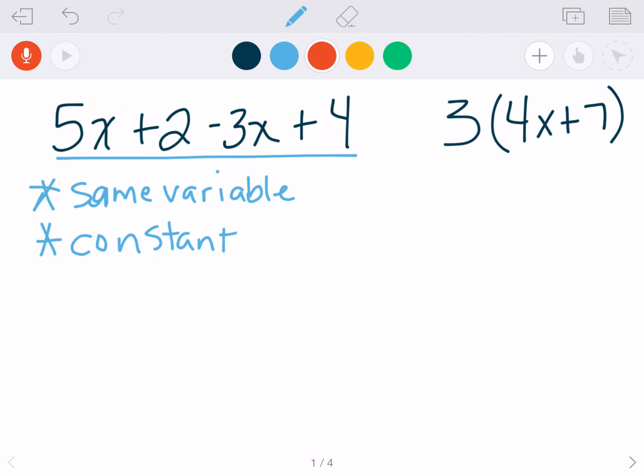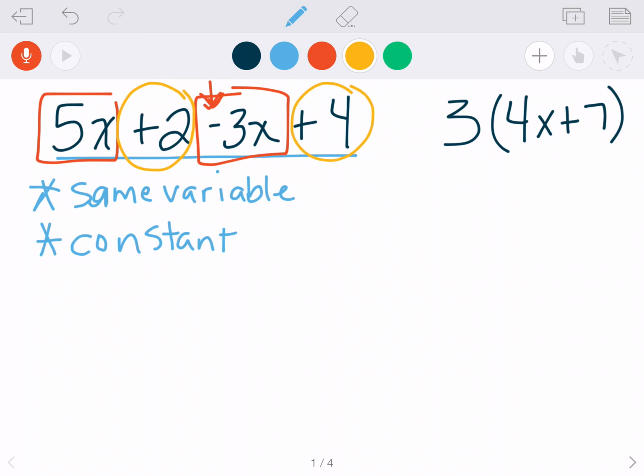So let's do our boxes, circles, whatever shape you want. You can use different colors. And I'm going to box 5x, and I'm going to box that negative 3x. Don't forget to include that minus sign as a negative there. And then I'm going to use a different shape and different color for 2 and 4 because they're both constants.